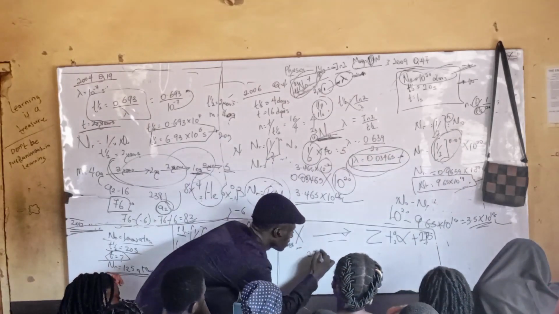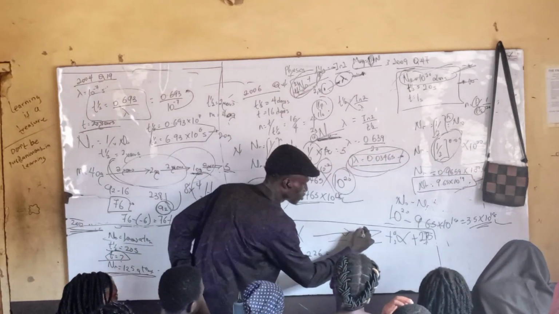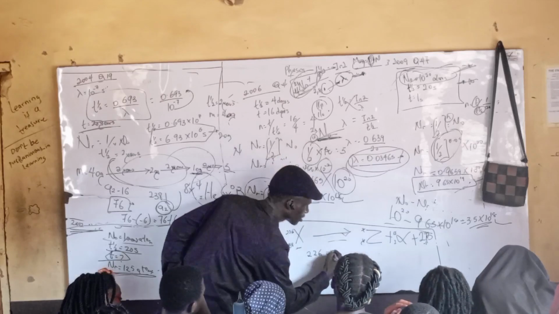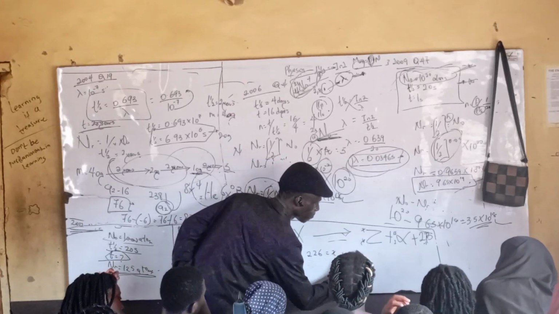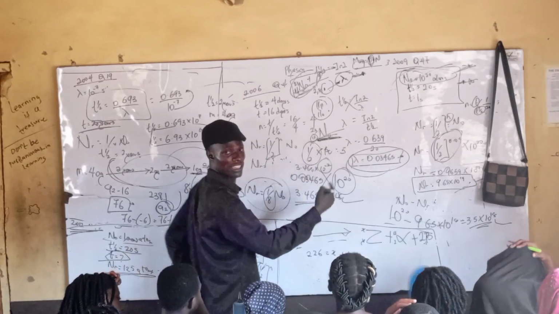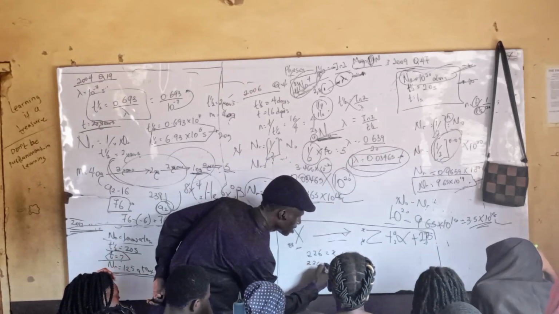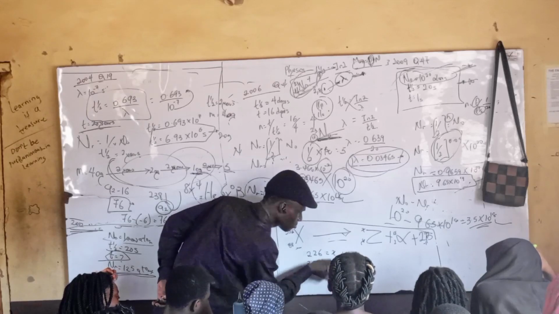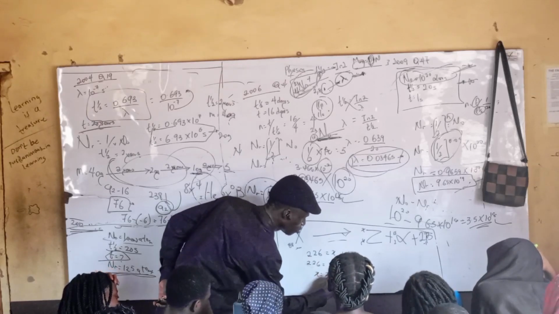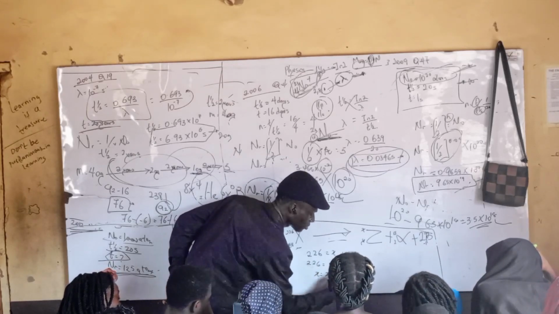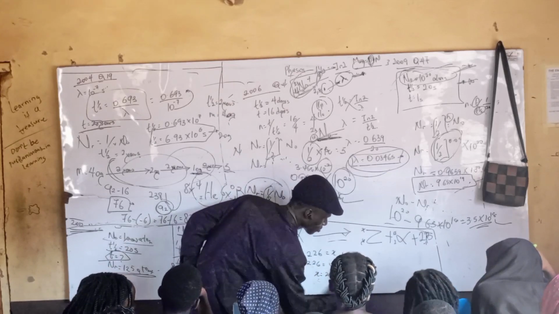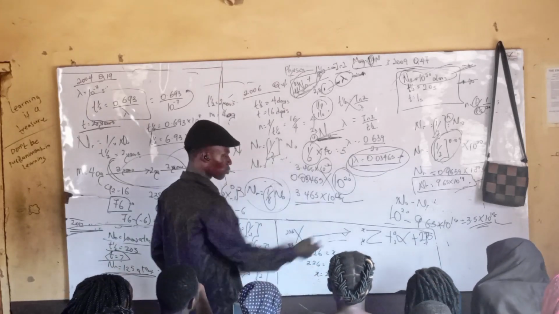So what would I have there? I would have 226 equals, let me call this one X, let me call this one Y. So I'll say X plus 4 plus 0. 2 times 0 is 0. So at the end of the day, I would have 226 equals 4 plus X. Therefore X will be equal to 226 minus 4. What's 226 minus 4? 222. That's what will be here.